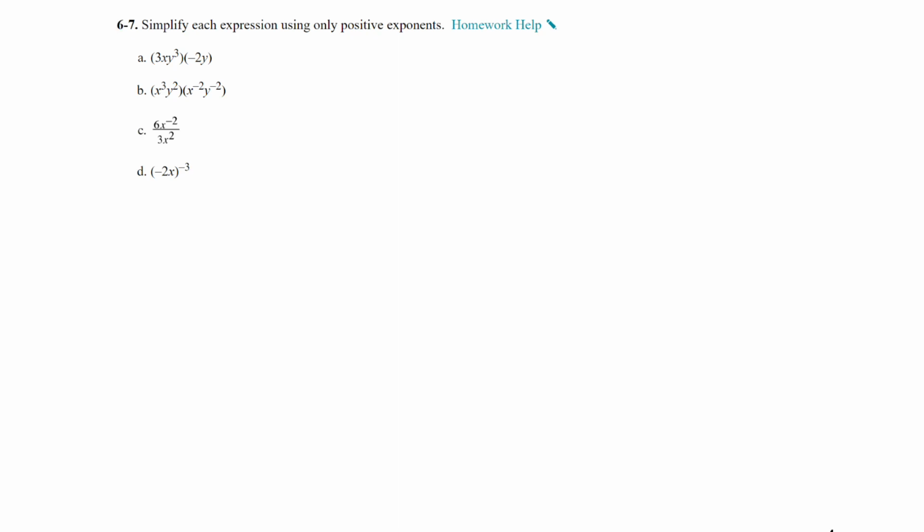Question 7, simplify each expression using only positive exponents. So back to exponents. We are multiplying on a. I'm going to go ahead and expand this one out so you can see exactly what's happening here.